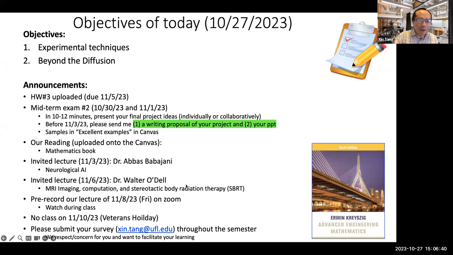Other logistical updates: in the following lectures, besides the two invited talks right after midterm exam number two, on the week of November 6th I will record one lecture, because in that week we have three lectures. One will be the invited lecture.